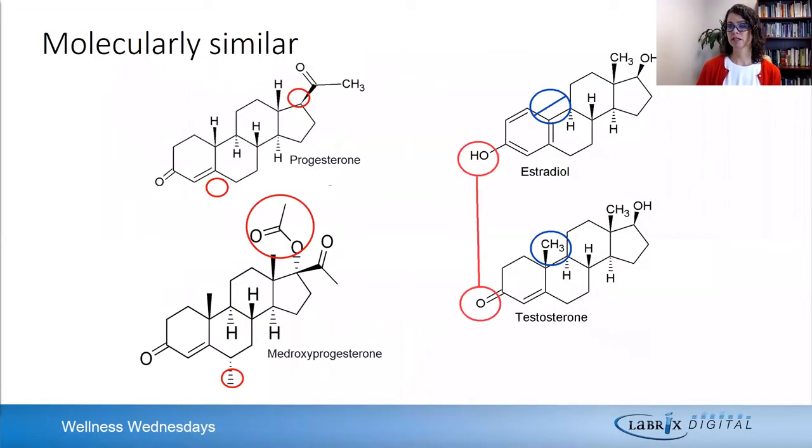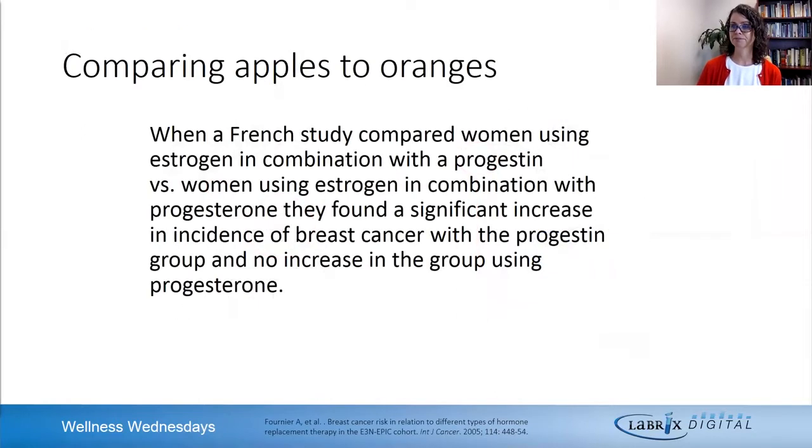Here you can see on the top left the bioidentical progesterone made by the human body, and below it, medroxyprogesterone, a progestin, a synthetic progesterone. You can see again that the molecules are similar, but they are not the same. On the right, just as a comparison, you can see estradiol and testosterone, again, how similar those molecules are, but they certainly are not the same. It's important to note that because molecules look similar does not mean they're going to have the same action in the human body. So we like to say that comparing progesterone to progestins is like comparing apples to oranges.